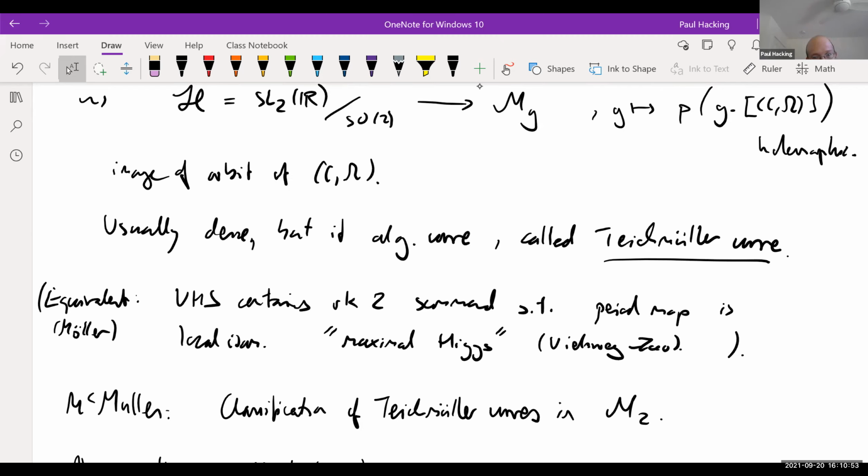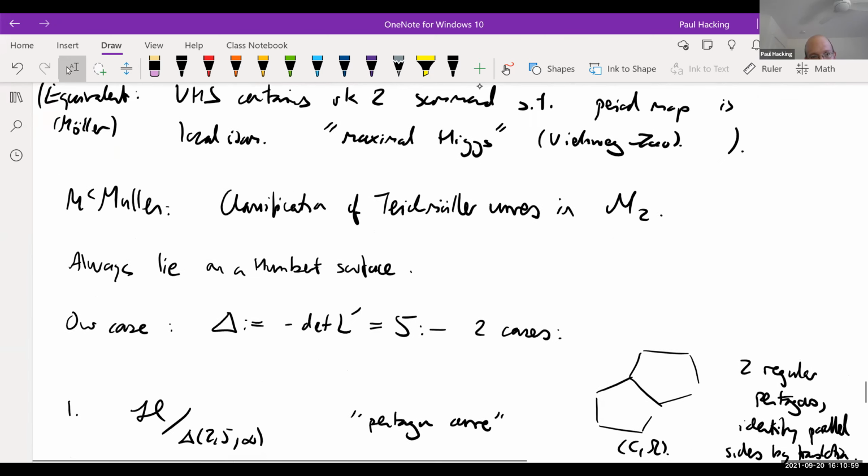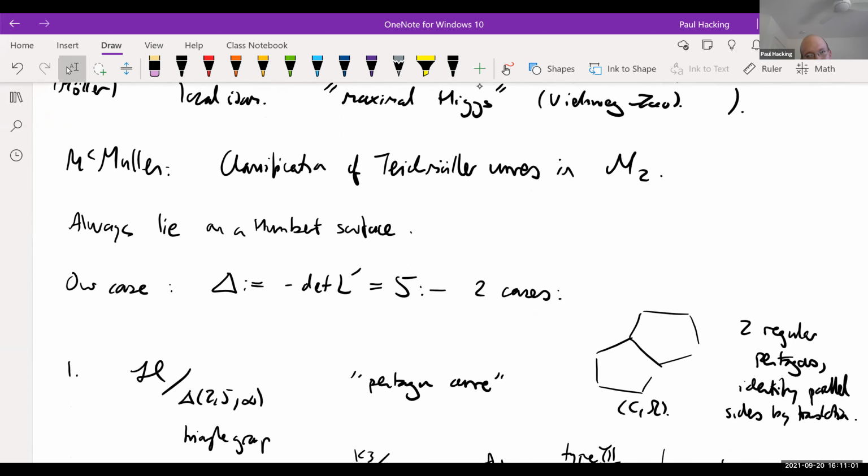Maximal Higgs condition for the CHS. Whoops, sorry. So in this context, there's a classification of Teichmuller curves in M2 due to McMullen. In particular, they always lie on a complex surface. And in our case, this main invariant, the discriminant, which is the negative of the determinant of this lattice, is 5. And there are 2 cases for the type 1 curve.